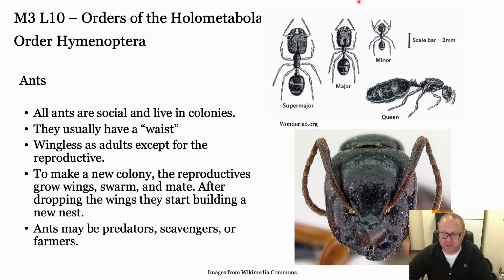Okay, the last kind of big group to talk about within the Hymenoptera are the ants. Ants are very, very cool. They're easily distinguished from termites by having a very thin, constricted body, and these elbowed antennae. Right? Termites have a longer antennae. There's no bend in it. All right? They are also truly social.